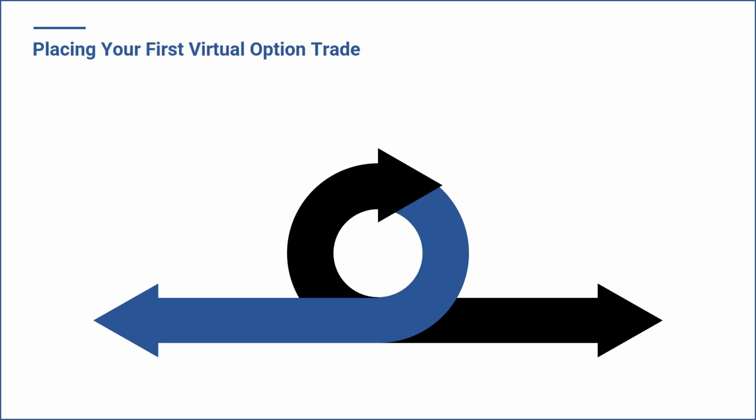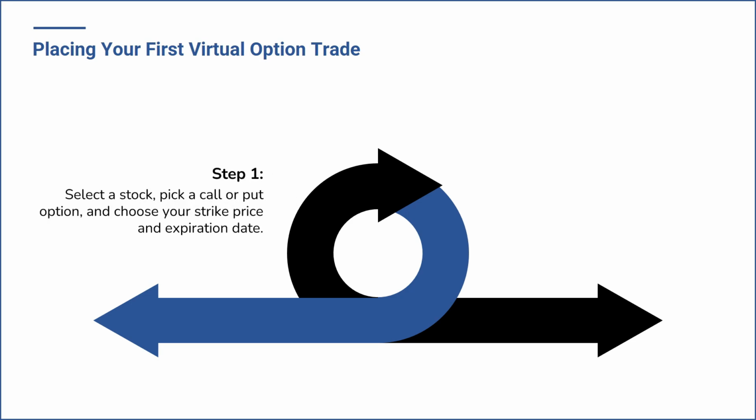Now, placing your first virtual option trade, which is your first paper trade. Step 1, select a stock. Pick a call or put option and choose the strike price and expiration date. So that's the first thing you have to do. You have to decide on which stock you want to trade. Pick if you want to do a call option or the put option. The next thing you're going to do is select the expiration date, the strike price, and then place the trade. Two, execute the trade in your demo account.